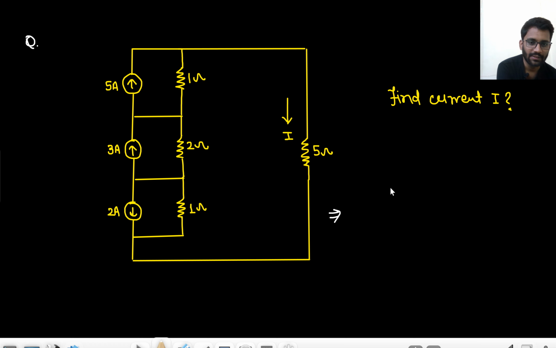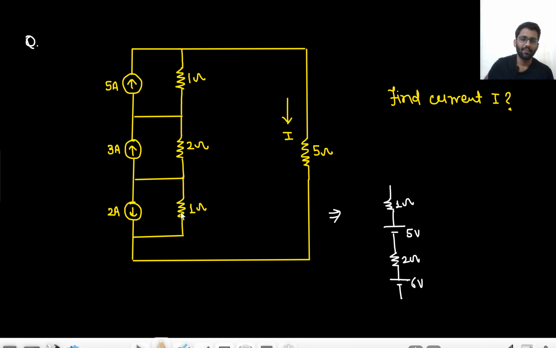So 1 ohm in series with a 5 volt battery, then 2 ohm in series with a 6 volt battery, and then a 2 volt battery and 1 ohm resistance in series.